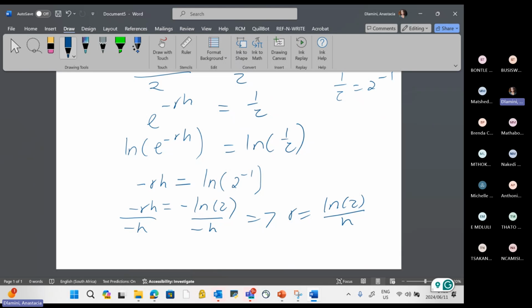Are we all together, guys? Yes or no? Yes, ma'am. So that means we have found r. So our m of t will be equal to m0 e^(-rt). Then this will be equal to m0 e^(-(ln of 2 over h) times t).